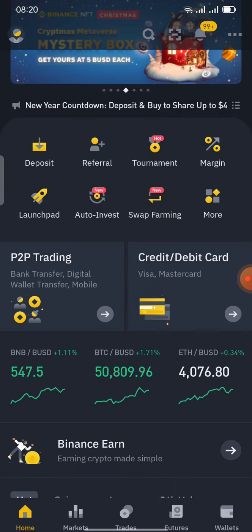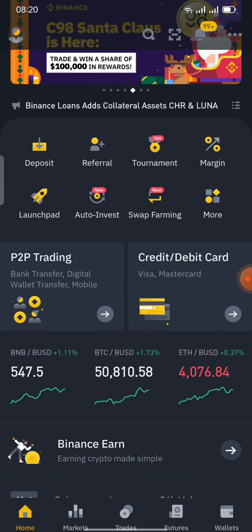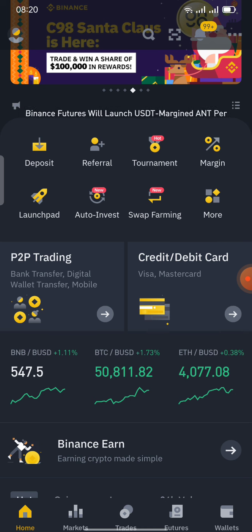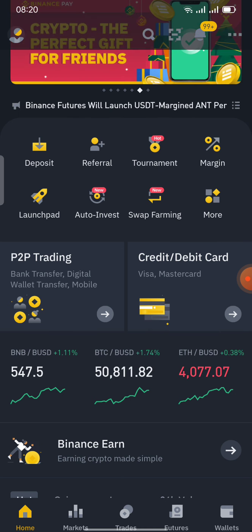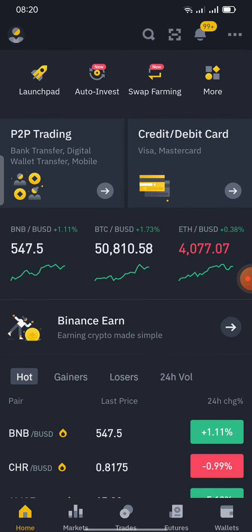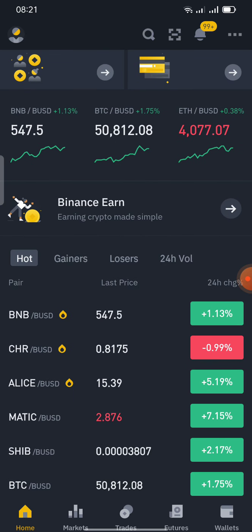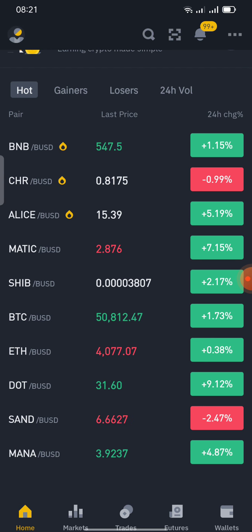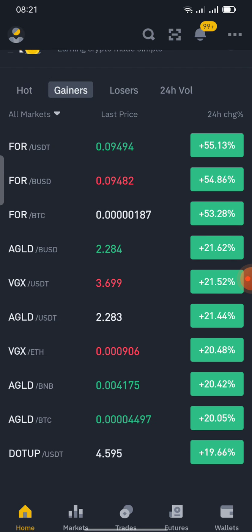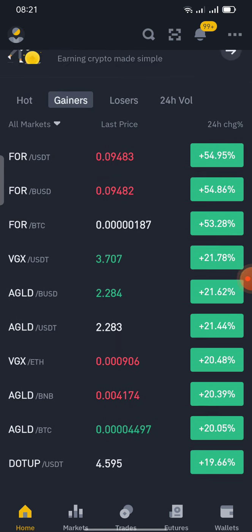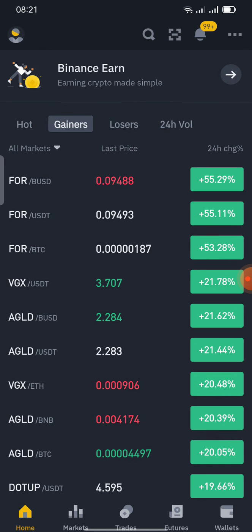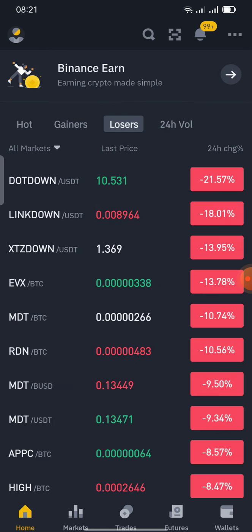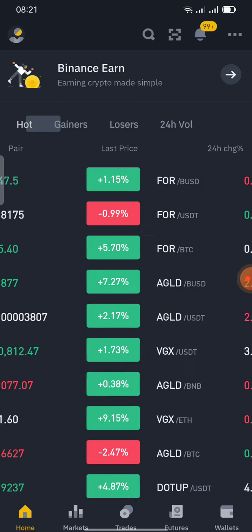So here you can find BNB/BUSD, BTC/BUSD, and ETH/BUSD. So here you can see gainers, who have gained a lot in 24 hours. And this one is losers, who have lost a lot in 24 hours. So green market and red market over here.